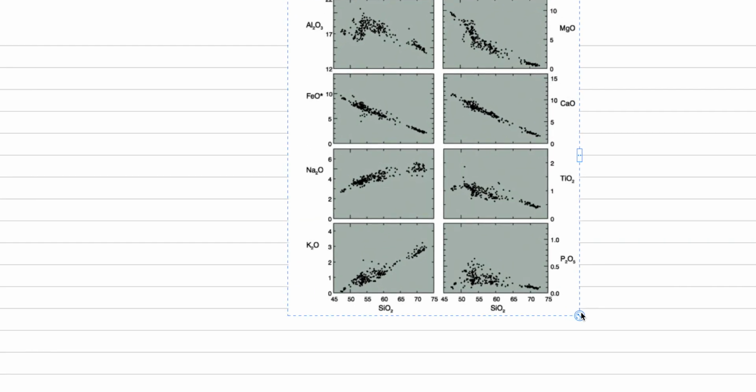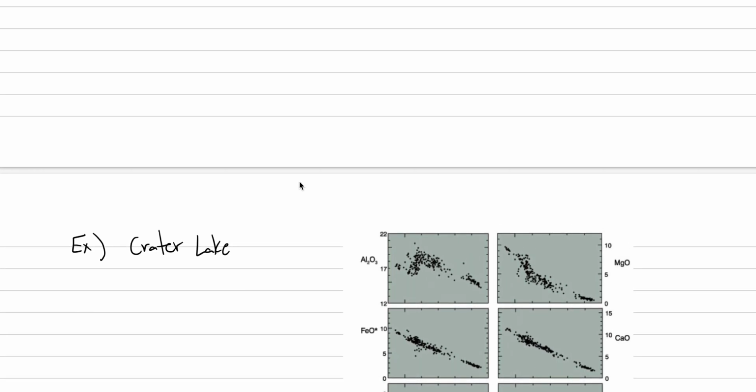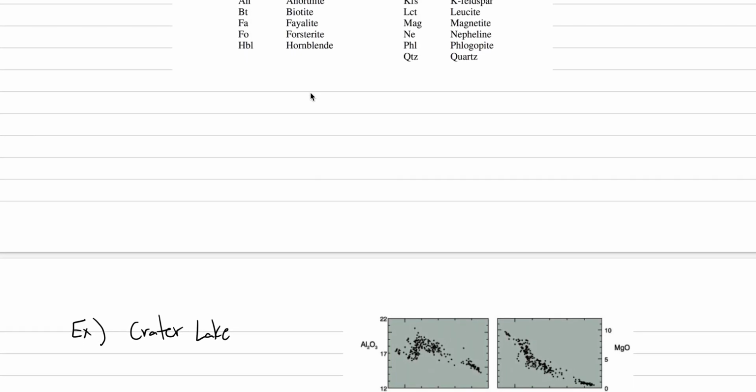We can plot mineral composition across a suite, and this happens to be an example from Crater Lake, where they've taken basalts, here's basalts down here, up to rhyolites, and plotted their compositions, and they plot along trends, which implies that they're related to one another. Let's just do a quick review on a Harker variation diagram.